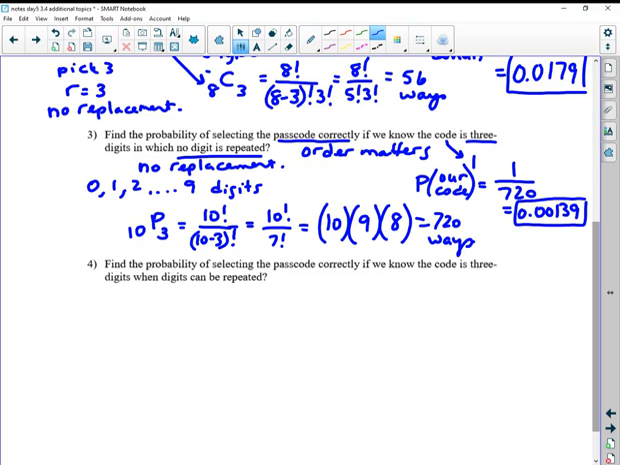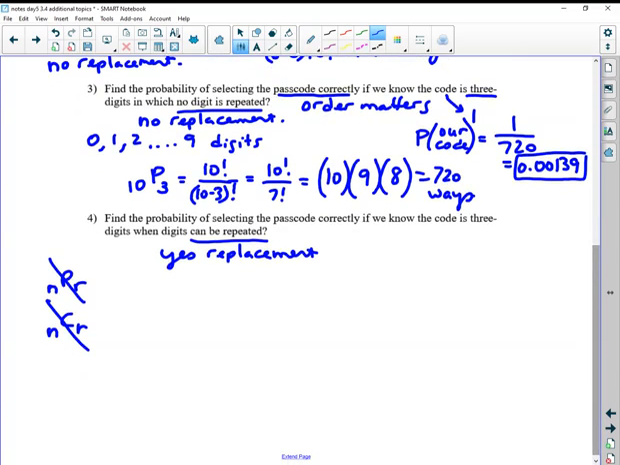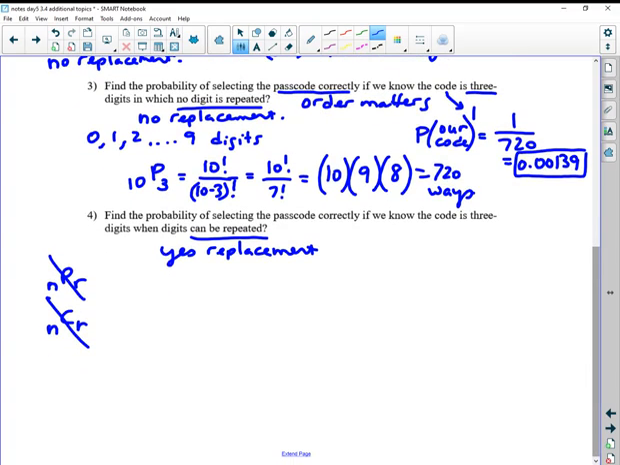Find the probability of selecting the passcode correctly if we know the code is 3 digits and the digits can be repeated. So yes, replacement. So we are not going to be able to use nPr. We're not going to be able to use nCr. Those things don't apply in this situation because we have replacement, so we have things coming back in. That gives us some independence.